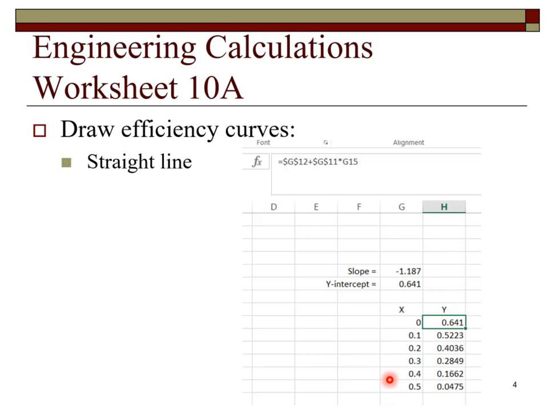The formula for the values of y are entered. The formula is shown on the formula bar. The cell is then dragged down to complete the formula for all the values down to and including 0.5.